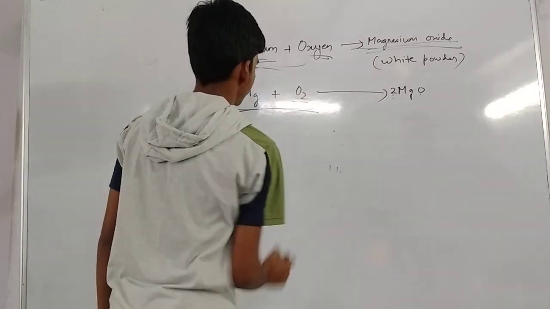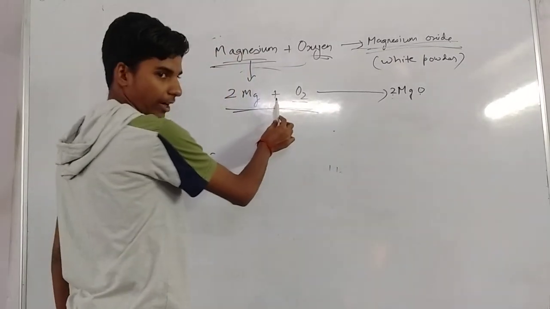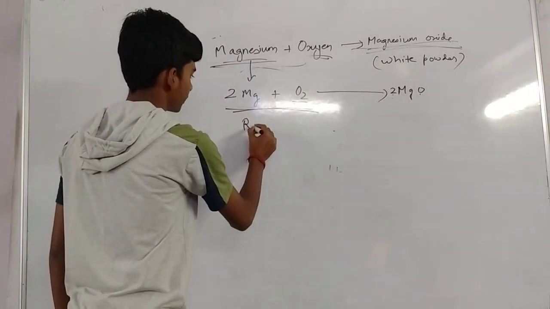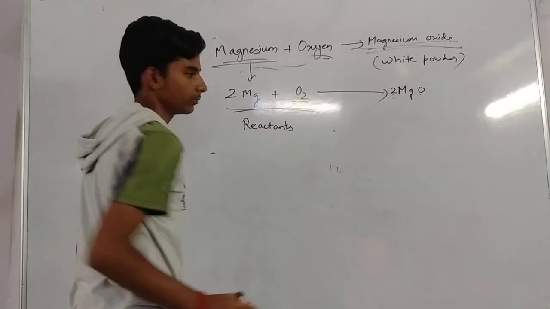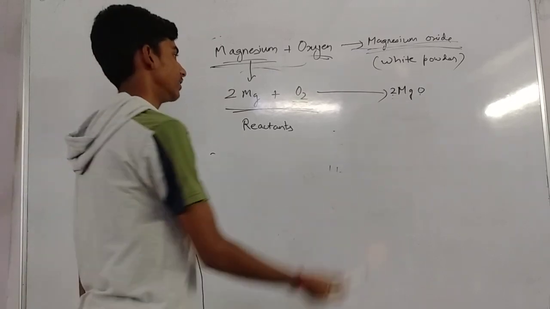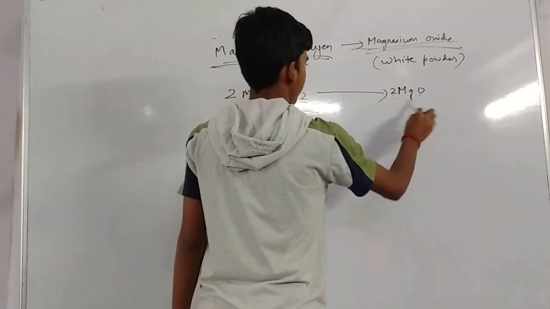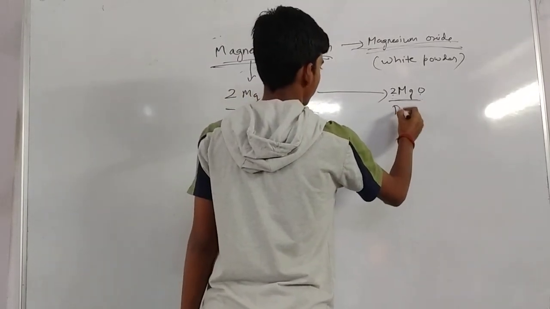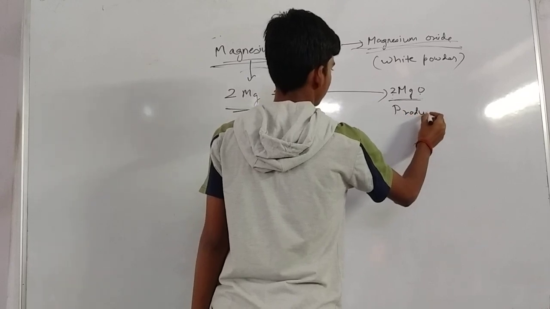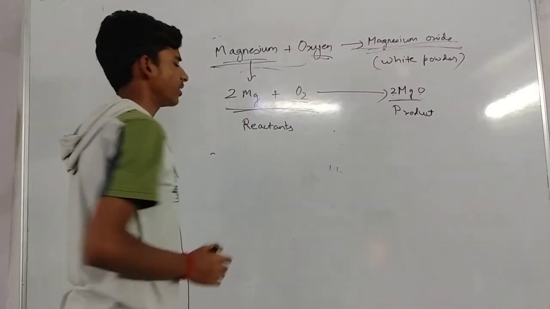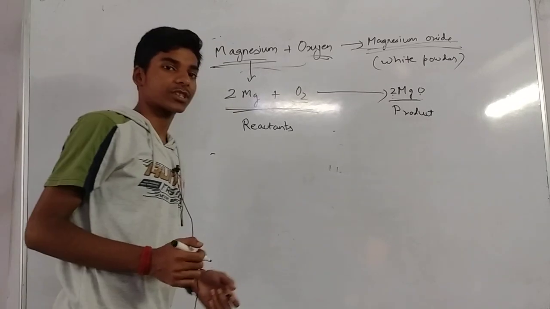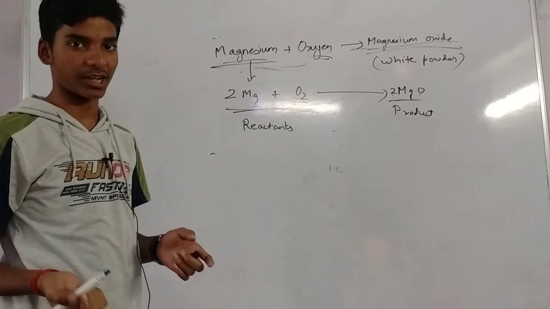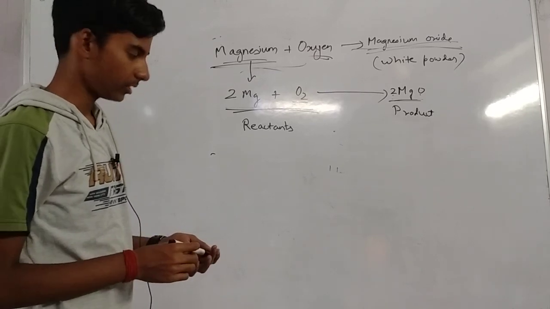The substances on the left hand side of the arrow are called reactants, and the substances on the right hand side are called products. Reactants are generally the substances that undergo a chemical reaction, and a product is the substance which is formed after a chemical reaction. So that is all that I wanted to tell.